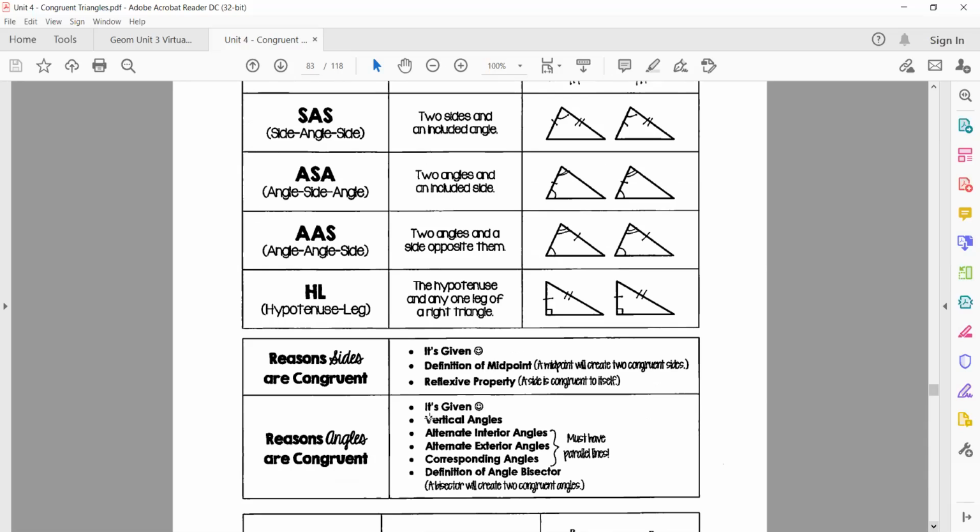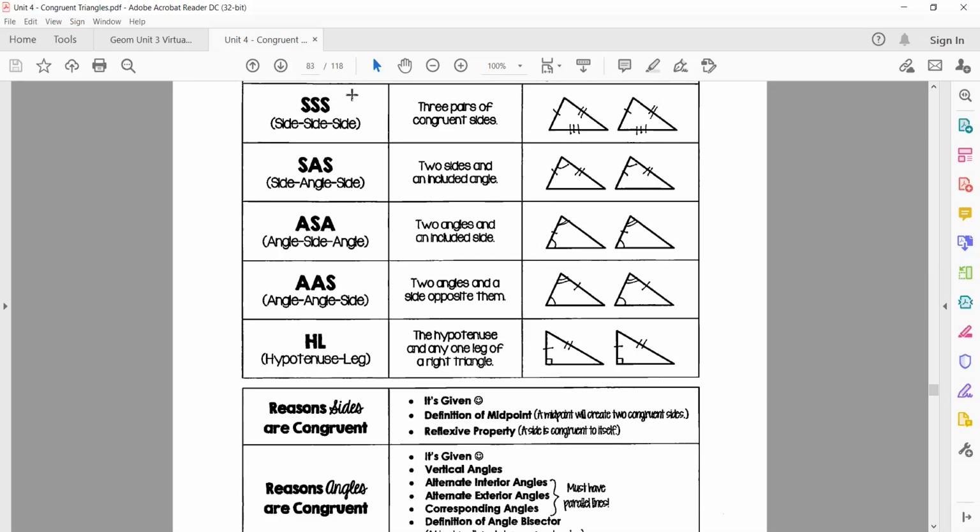And right below that, you see it says reasons that sides are congruent. The first one says it's given, the first bullet point. And you see a little smiley face there. That's great. We love that. If they tell us the 2 sides are congruent, okay, now we got something. Look at all these different proofs. Every one of these has side in it somewhere. So if we're given that information that 2 sides are congruent, okay, then we're on our way.